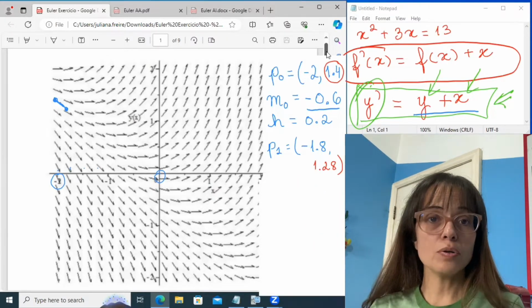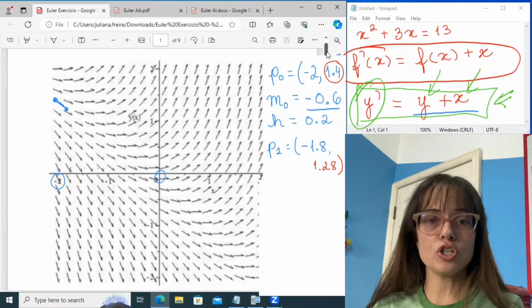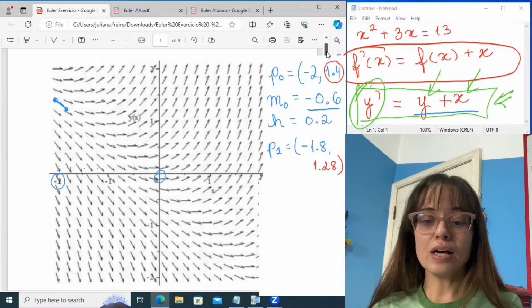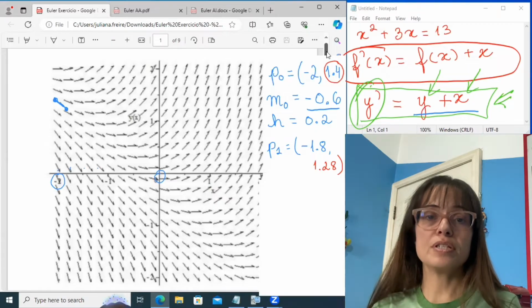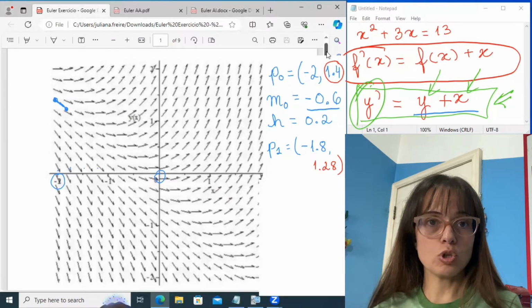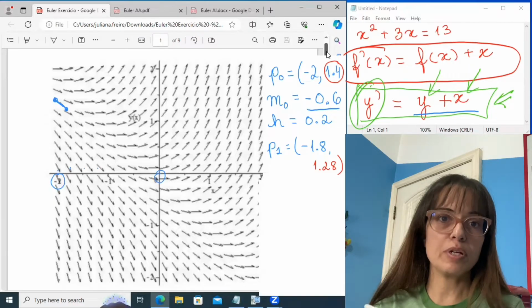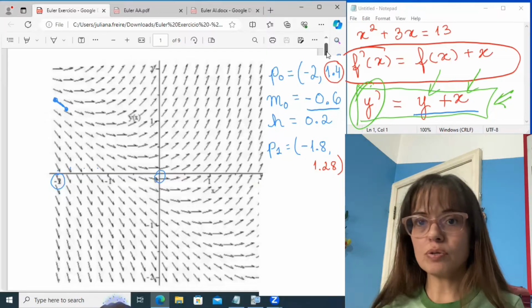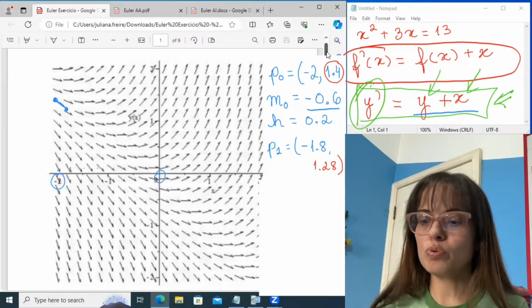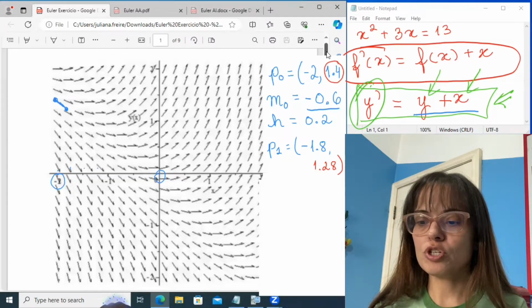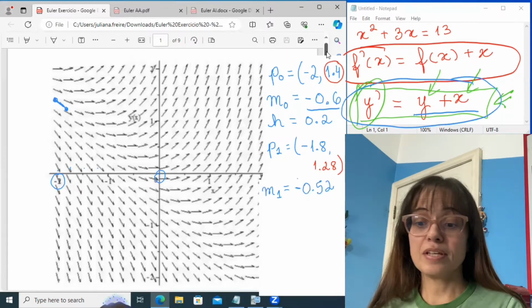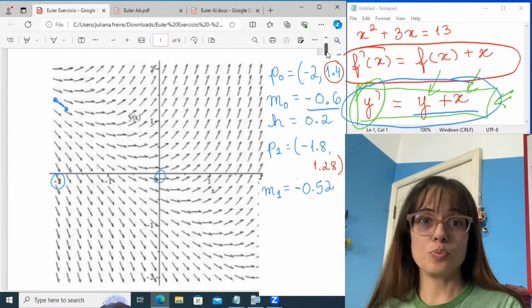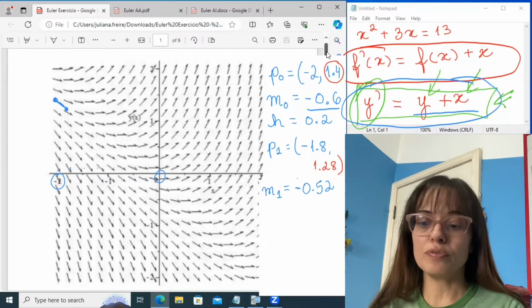And from here on out, the method continues by just doing everything over and over again. Now that we are at the second point, we need to figure out what is the slope of the next line segment that we are going to draw starting from there. And to calculate that slope, we are going to use the differential equation again. In this case, negative 1.8 plus 1.28 is negative 0.52.